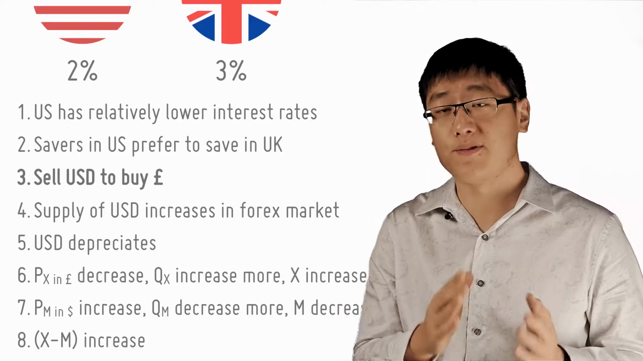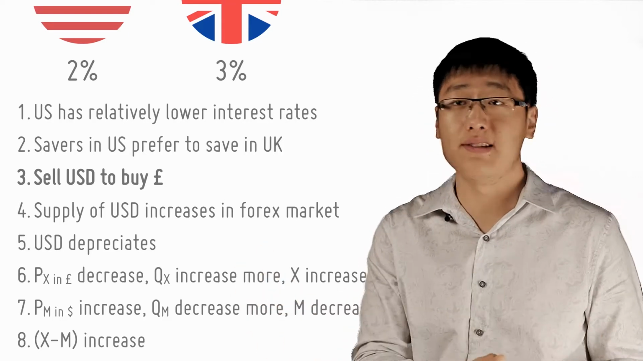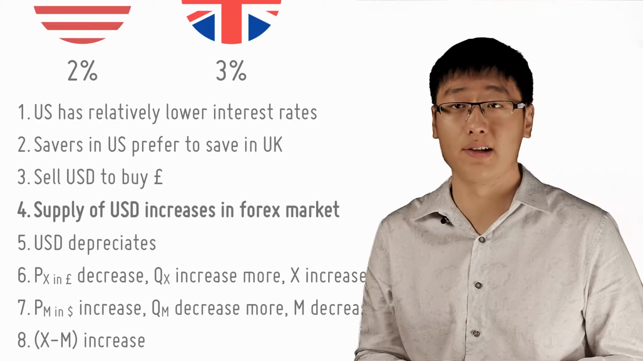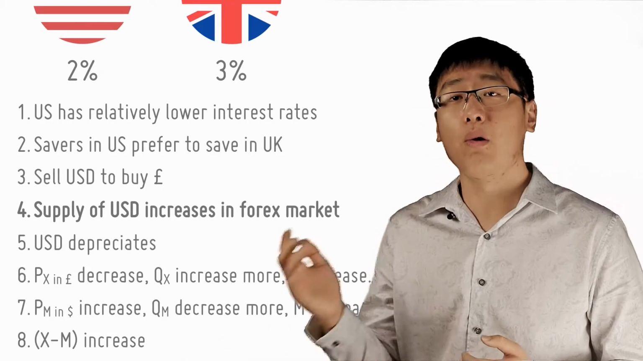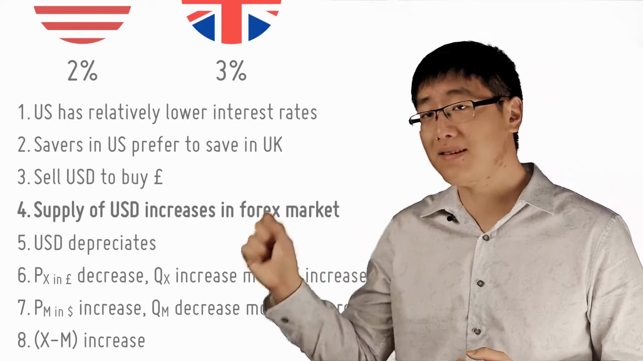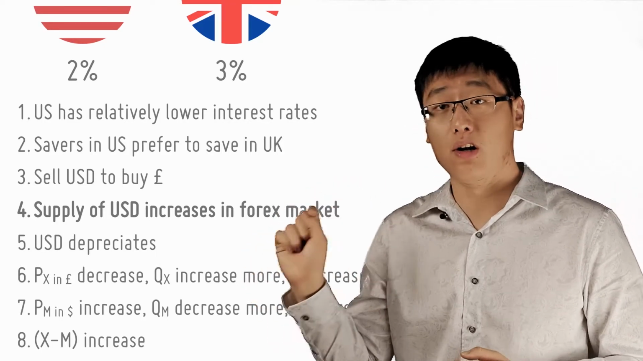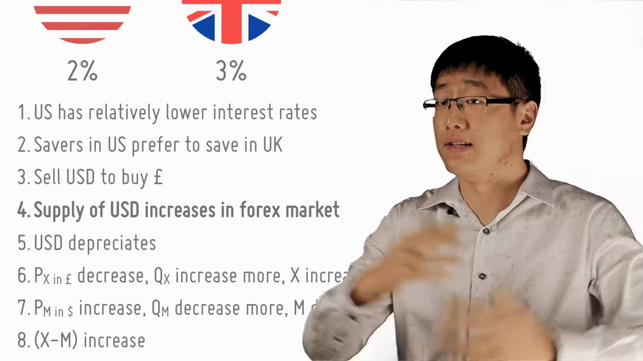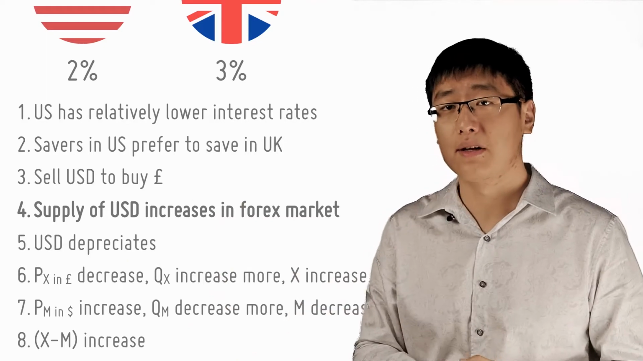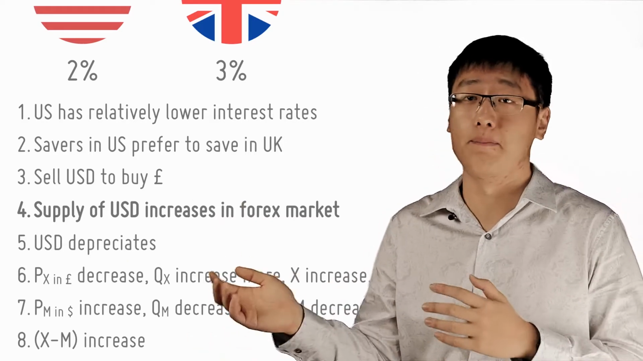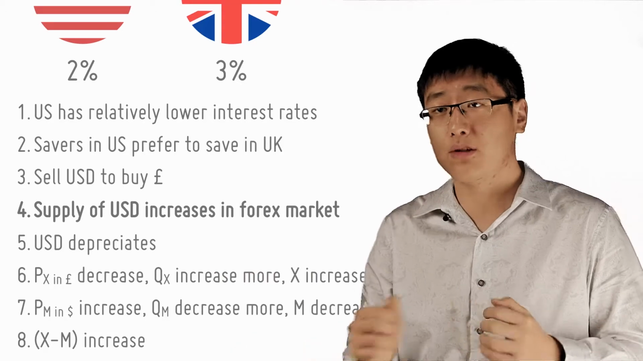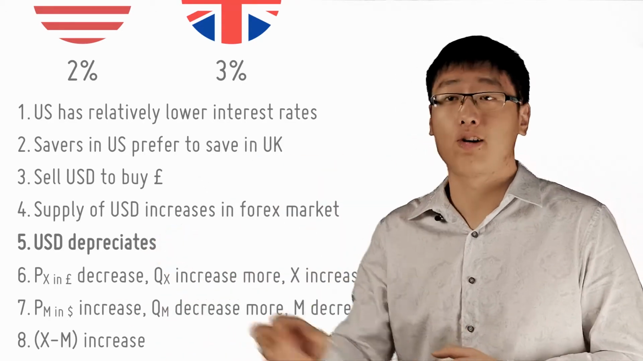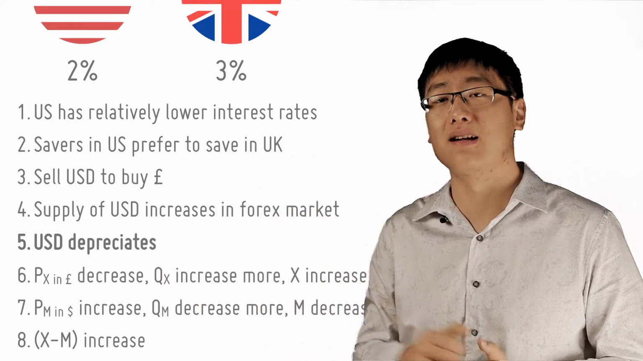So if he transfers his funds from the US to the UK, he will sell USD to buy pounds. And when he sells US dollars, he increases the supply of US dollars on the international forex market. Note that this forex market is different from the domestic money market that we've been talking about all along. One involves exchange rates, as we are talking about right now, and occurs only internationally. The other one is about interest rates. So going back to the forex market, because he sells USD, the supply of USD increases, and this causes USD to depreciate against the sterling pound.